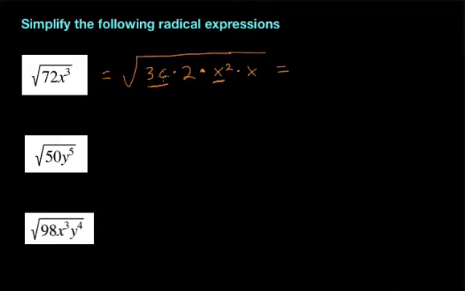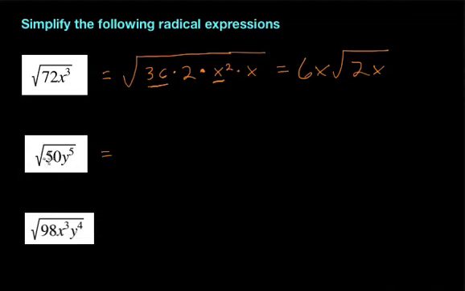So now I can take those quantity squareds and simplify them. The square root of 36 is just 6. The square root of x squared is just x. And what am I left with underneath the radical sign? I'm left with a 2 and an x. And so the square root of 72x cubed is the same thing as 6x times the square root of 2x. Let's see how you did on number 2.